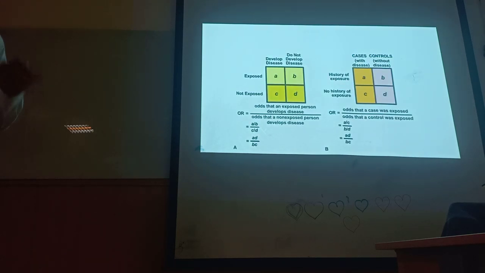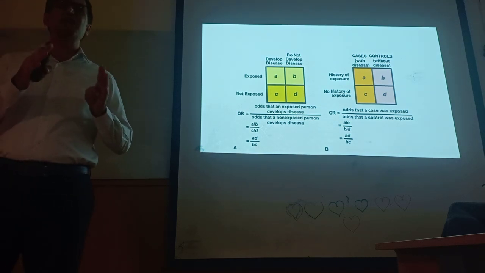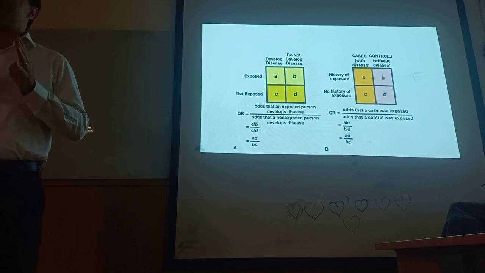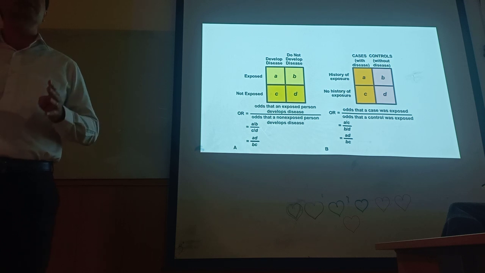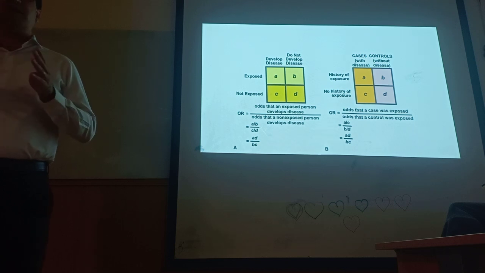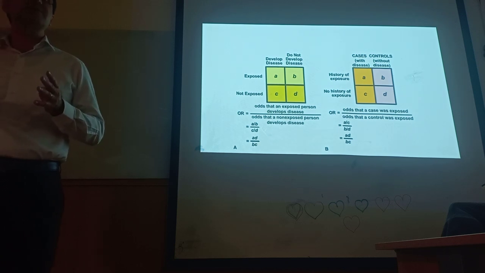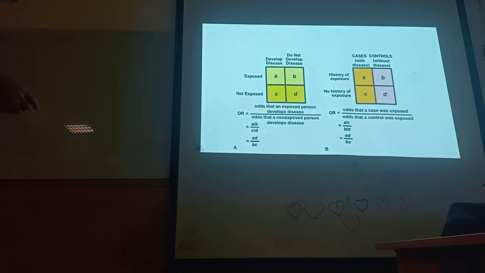So odds ratio can be calculated in both case control studies and cohort studies. But in cohort studies, risk ratio can be directly calculated because risk can be directly calculated. But in case control studies, we cannot calculate risk. So we can only calculate odds ratio because odds can be calculated in case control studies as well. So let's look at these two cases.